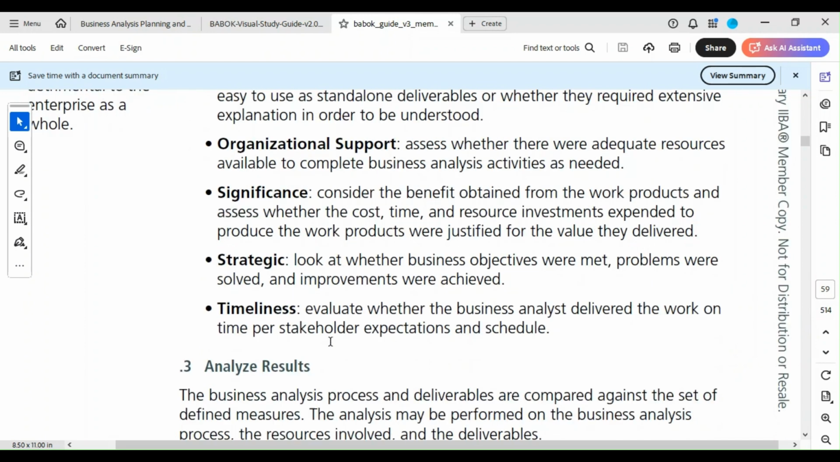So strategic, look at whether business objectives were met. Remember, at the very beginning, we said business analysis has to do with the strategic dream or goal of the organization. So at this point, was it met? Were problems solved and improvements achieved? Timeliness: evaluate whether the business analyst delivered the work on time per stakeholder expectation and schedule.